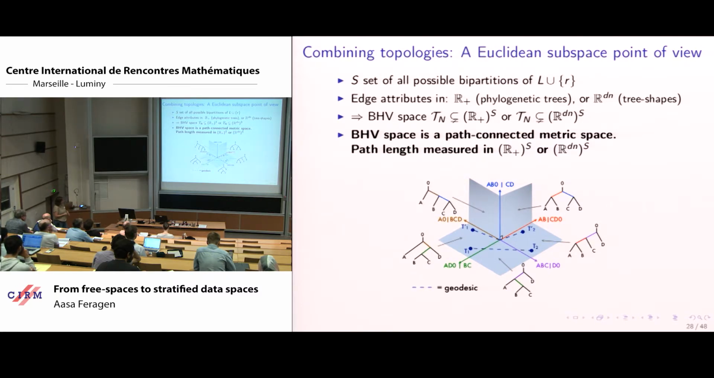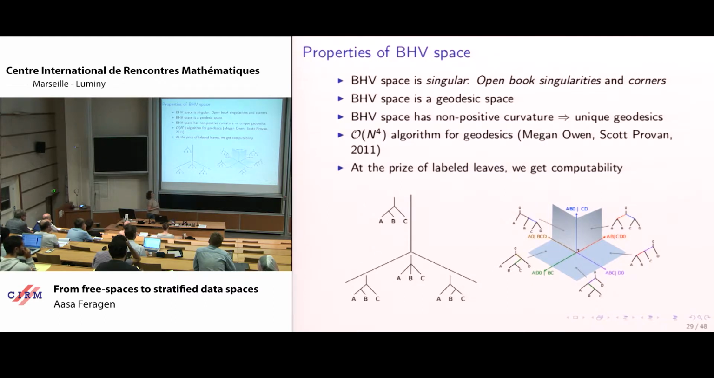So the figure is really quite correct. You will have a lot of trees not inside the tree, and all the parts of the tree space will be oriented along axes. You can also use this embedding into Euclidean space to give BHV tree space a metric. It's going to be path connected, it's a geodesic space when you measure the lengths within the Euclidean space. It's also singular, and the easiest singularities to see that you will have are the open book singularities and the corners. So we already looked at the corner.